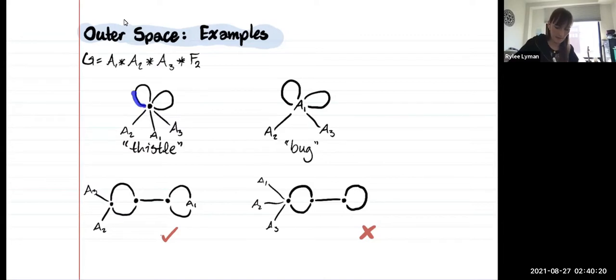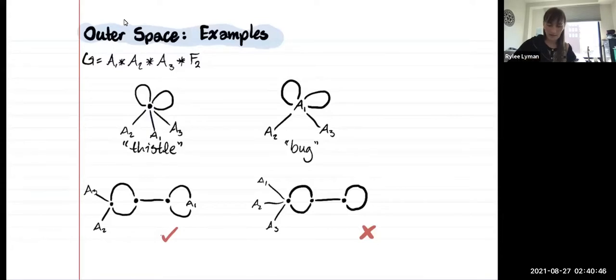So I have some edges that form loops. I have 2 of them because I have a free group of rank 2. And then my other edges connect to the cone points of my graph of groups. So this is a thistle. It has 3 prickles and 2 petals. If I collapse an edge of my thistle, so maybe this edge right here, I get what I'm going to call a bug.